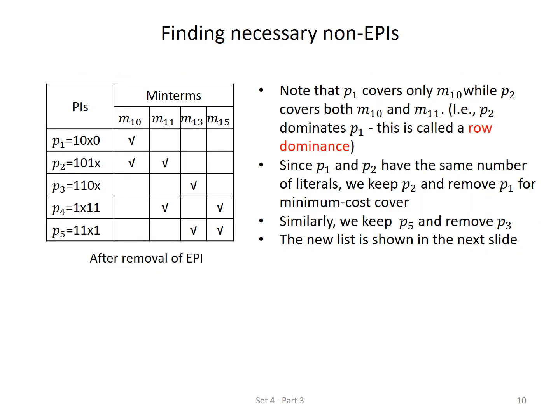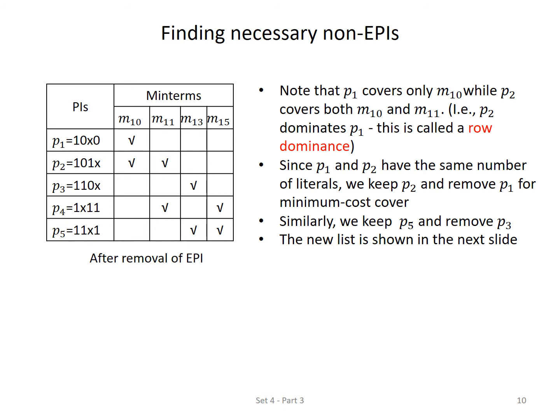After finding essential prime implicants, our next step is to find necessary non-essential prime implicants. We need to find such non-essential prime implicants because our essential prime implicant is unable to cover all the min terms. So here we have a smaller table compared to what we had in the previous slide. In this table, we do not have row P6.